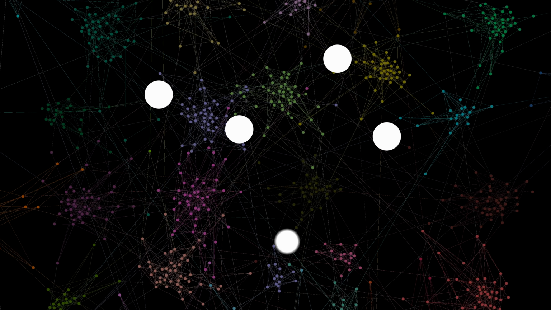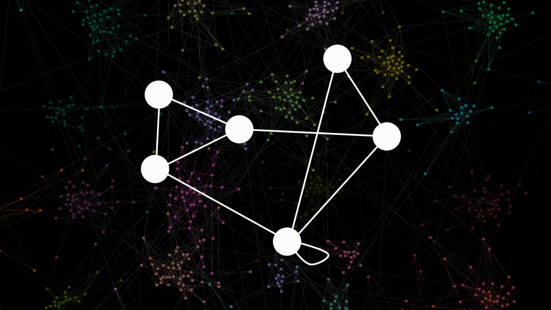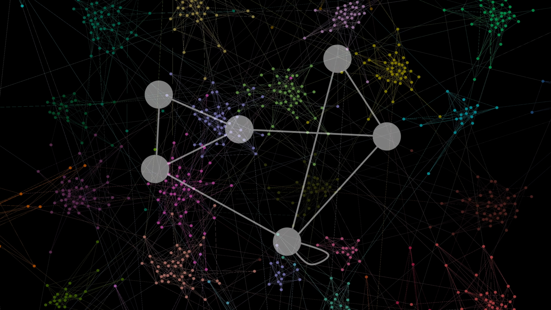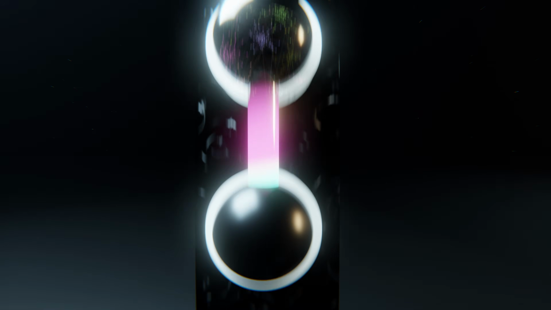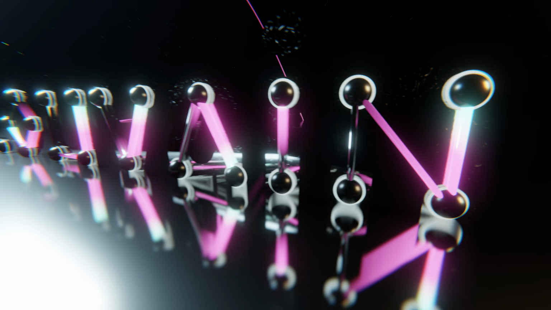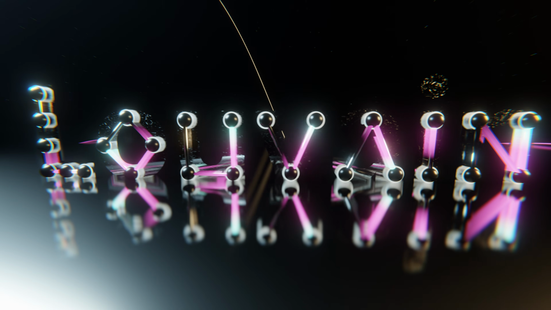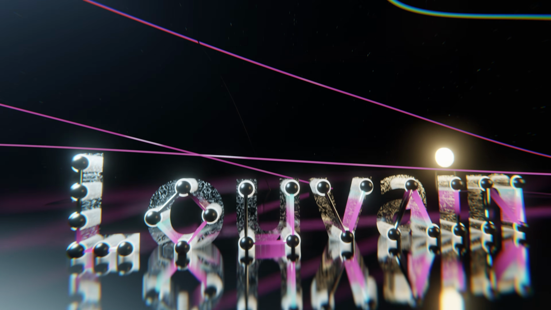In such a graph, each person is represented as a node, with edges between the nodes signifying friendships or other interactions. In this episode, we will embark on a journey into the realm of graph theory to explore an extraordinary graph clustering algorithm that navigates through networks to uncover communities. Welcome to the captivating world of Louvain.